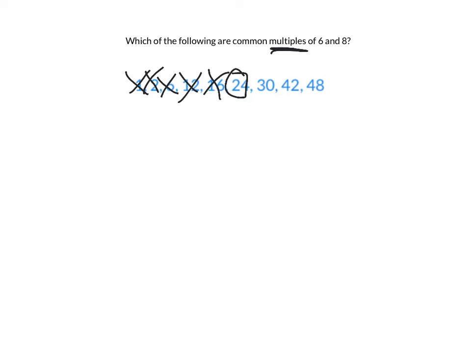So now we figure out, can I multiply something with 6 to get 30? Absolutely. 6 times 5 is 30. Can I multiply something with 8 to get 30? I cannot. So that eliminates that one. Can I multiply something with 6 to get 42? Yes, I can, but I can't for 48. And finally, I know 6 times 8, so actually both of those numbers will give me 48. So those numbers are the common multiples of 6 and 8.